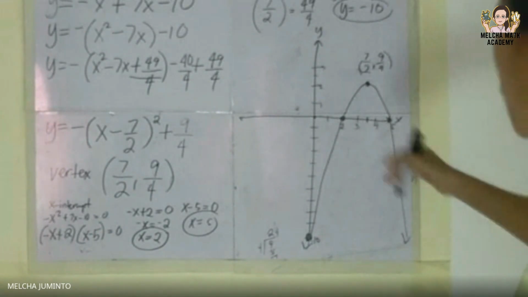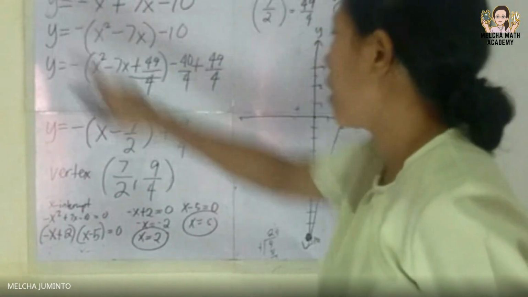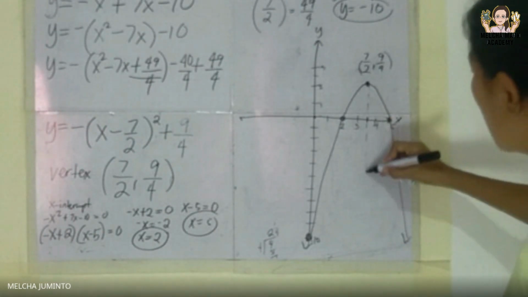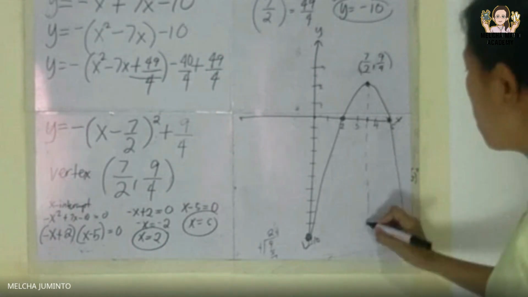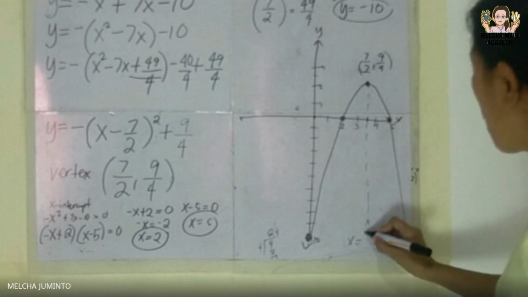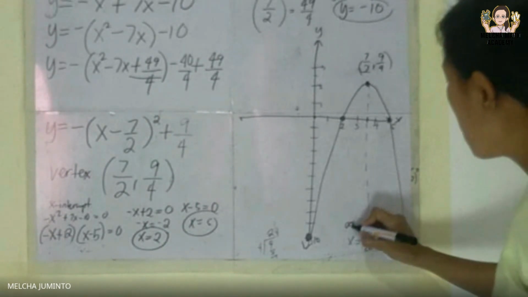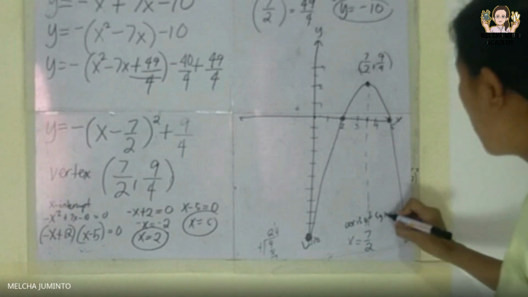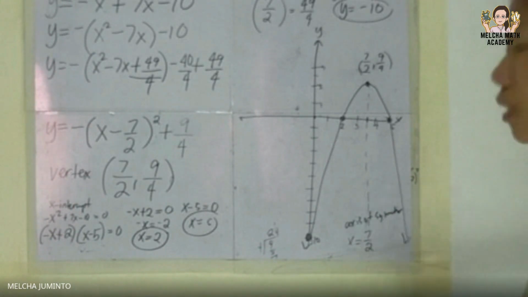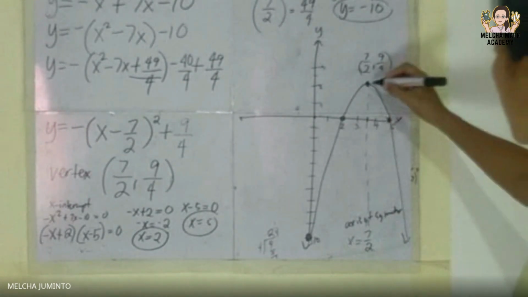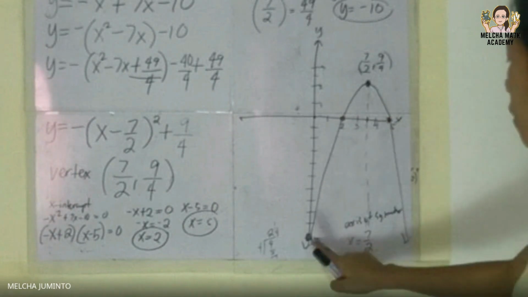It opens downward because a is negative. This is the axis of symmetry, which is x equals 7 over 2. Okay. Axis of symmetry is x equals 7 over 2. Axis of symmetry is always x. There's no y equals in axis of symmetry. Next is, so ito yung vertex, turning point, x-intercepts, y-intercept.